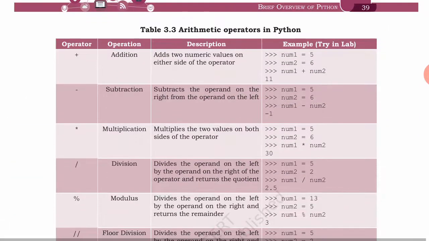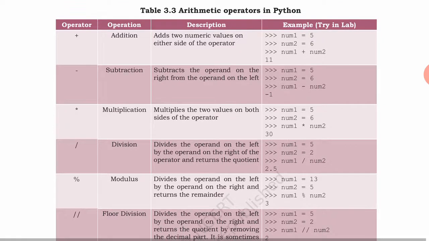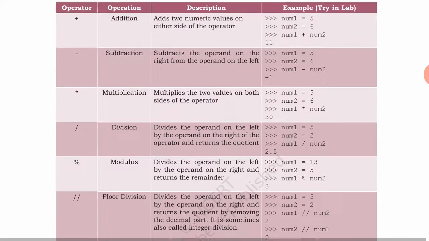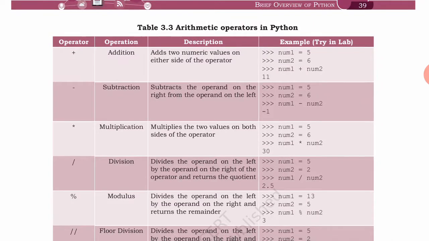Now coming to the arithmetic operators basically which are used for the numerical values, that are plus, minus, multiply, division, percentage sign and double slash sign and exponent sign. So plus is for the addition operation. It adds the two numerical values on either side of the operator.